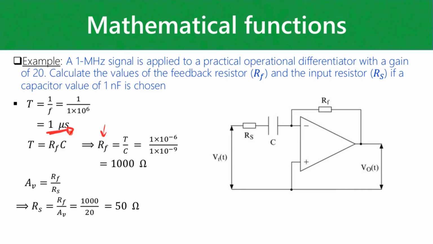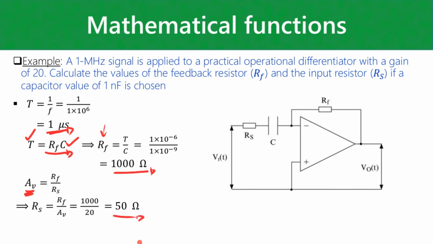And then you can equate that 1 microsecond to your feedback resistance multiplied by the capacitance. Because we now know that value, and this is given to us, we can calculate RF. Manipulating the formula to calculate RF is then going to give us 1 kilo ohms there. And then because we now know what RF's value is, we can calculate our input resistance using the gain. So our gain was given to us as 20. Manipulating that formula is then going to give us the feedback resistance divided by the gain, which is 1000 divided by 20. And that's just going to give us 50 ohms.